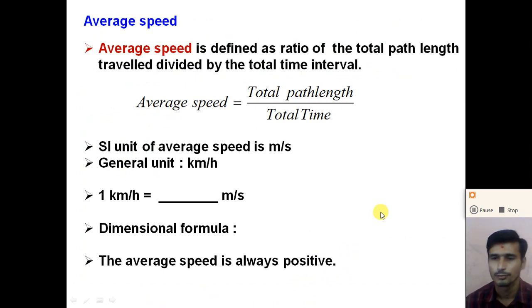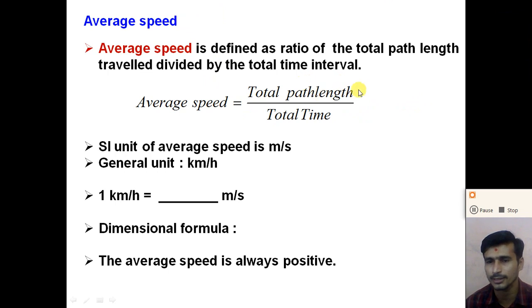So dear student, what do we mean by average speed? The average speed is defined as the ratio of the total path length, that means the total distance traveled by the object, to the total time interval. So by the definition, what is the formula of average speed? Average speed is equal to total path length, or the total distance traveled by the object, divided by total time, right?